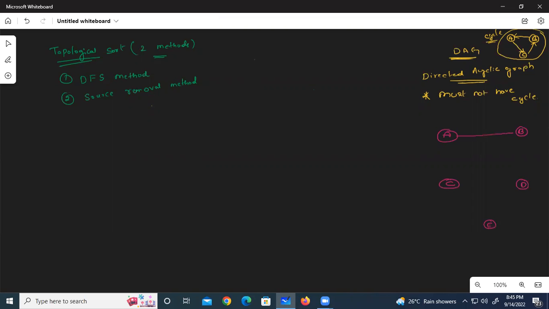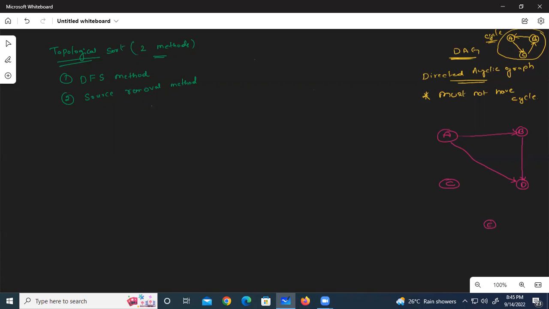A to B. Fine. Again A to D, I connect from A to D. Again B to D. See, is there any cycle here? No cycle. That one you have to understand very clearly.